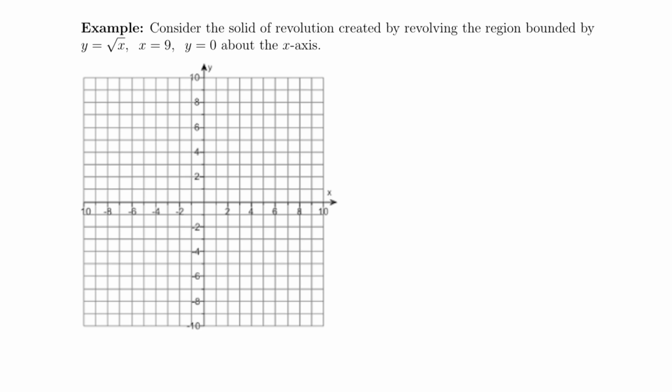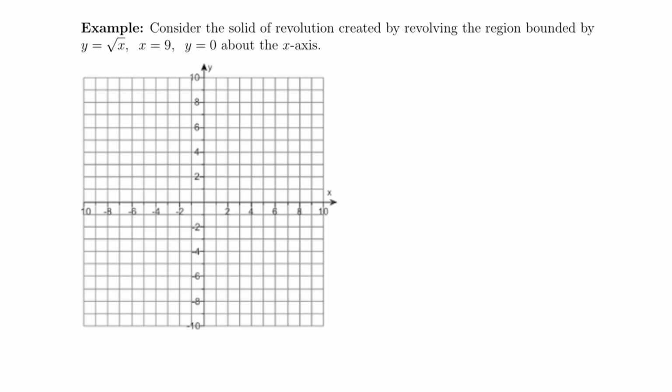So let's do this guy right here. Let's create a solid of revolution by revolving the region bounded by y equals square root of x, x equals 9, y equals 0, about the x-axis. So the first job is, what kind of shape erupts? And then, how do I get its volume? It's a little different than stacking shapes. It's just slightly different than stacking shapes. So I have y equals square root of x, x equals 9, y equals 0, and I want to go about my x-axis.